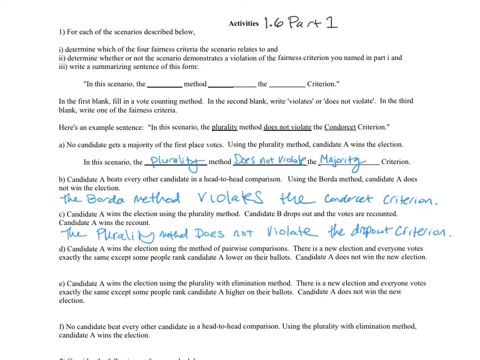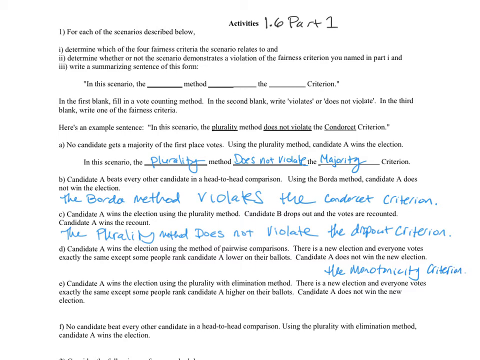Part D. Candidate A wins the election using pairwise comparisons. Then we have a new election, and everyone votes exactly the same, except some people rank candidate A lower on their ballots. Candidate A does not win the new election. So this is the one with the revote, but nobody drops out. So there's two criteria that involve a revote. One involves a candidate dropping out and the other one does not. The other one is called the monotonicity criterion. So the monotonicity criterion is the one we're trying to analyze here.